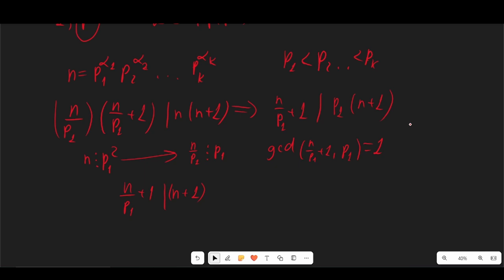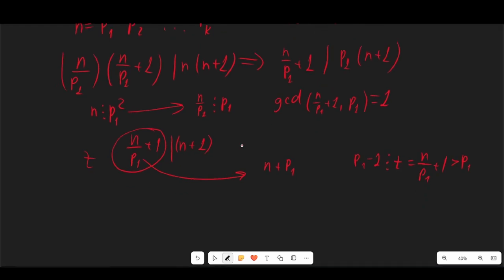Now if we use the Euclidean algorithm and take P1 times this number, this divides n plus P1. So n plus P1 and n plus 1 are both divisible by this number, call it t. So their difference is also divisible by t. So P1 minus 1 is divisible by t, and t is n over P1 plus 1. And this number is greater than P1 because n was a multiple of P1. And clearly this is a contradiction. So n cannot be a multiple of P1 squared.